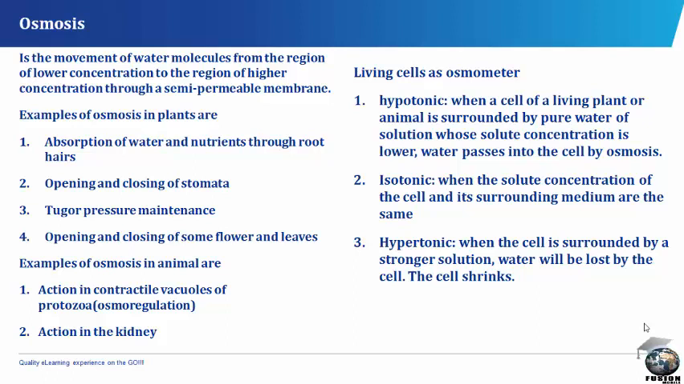Living cells as osmometer. 1. We have the hypotonic. When a cell of a living plant or animal is surrounded by pure water or solution whose solute concentration is lower, water passes into the cell by osmosis. 2. We have the isotonic. When the solute concentration of the cell and its surrounding medium are the same. 3. Hypertonic. When the cell is surrounded by a stronger solution, water will be lost by the cell.